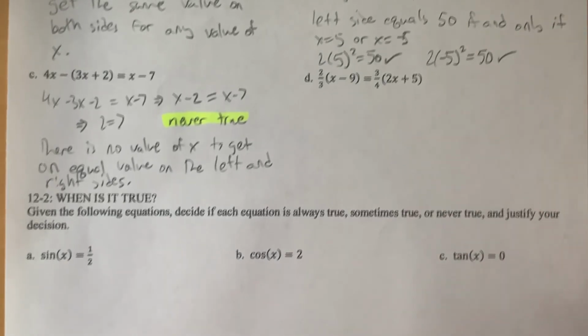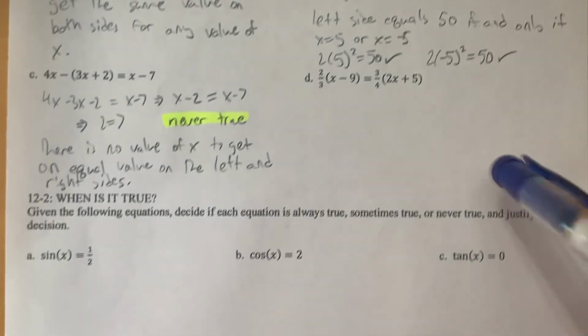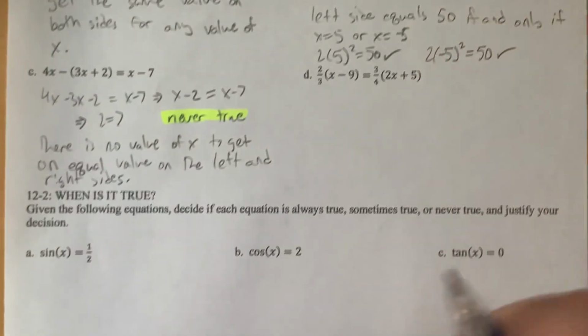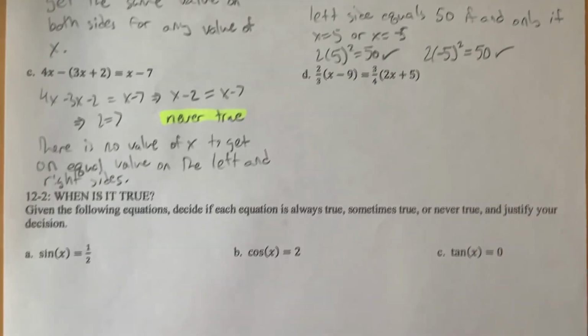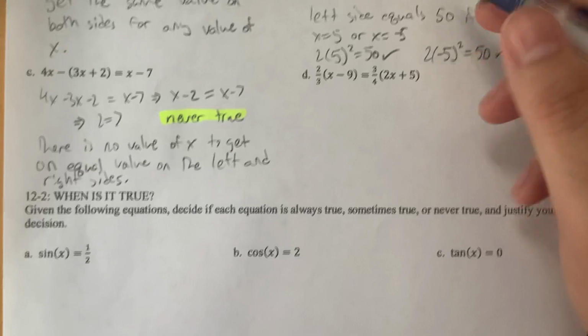We didn't need to use if and only if because it was not sometimes true. All right, so let's do D. I'm gonna multiply everything by 12.